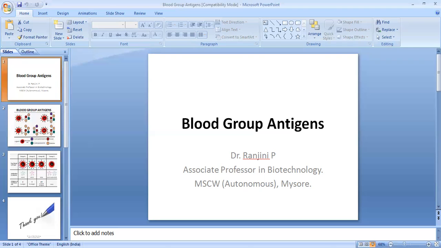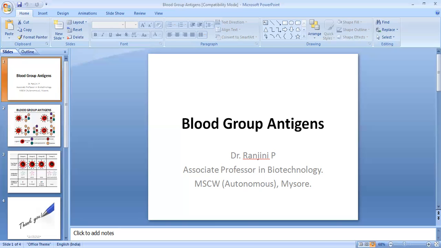First, we'll start with the group AB individual, where they have both the A antigen as well as the B antigen on the surface of their RBCs. And their blood plasma does not contain any antibodies against either A or B antigen. Therefore, an individual with type AB blood can receive blood from any group like A, B or O along with AB. And these individuals are considered the universal acceptor.